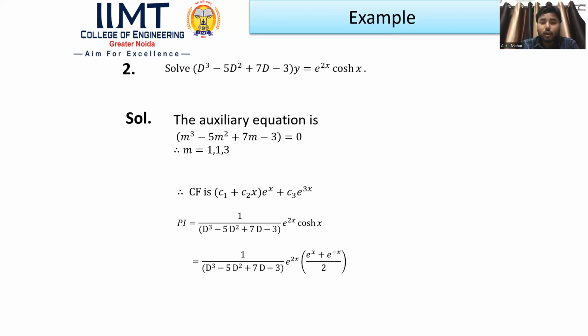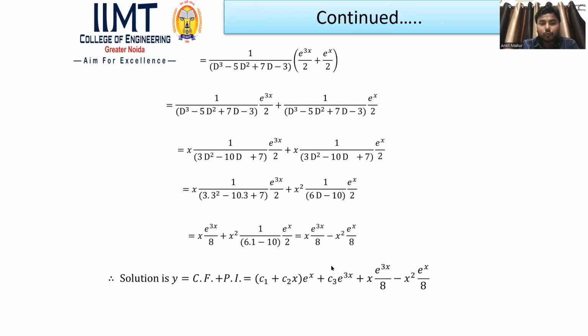First, cos hyperbolic x is (e power x plus e power minus x) upon 2, and we multiply e power 2x into e power x upon 2 and e power 2x into e power minus x upon 2. So we get 1 upon (D cube minus 5D square plus 7D minus 3) times (e power 3x upon 2 plus e power x upon 2). First replace D by 3. If we replace D equals 3, the denominator equals 0. Then multiply by x and differentiate the denominator with respect to D.